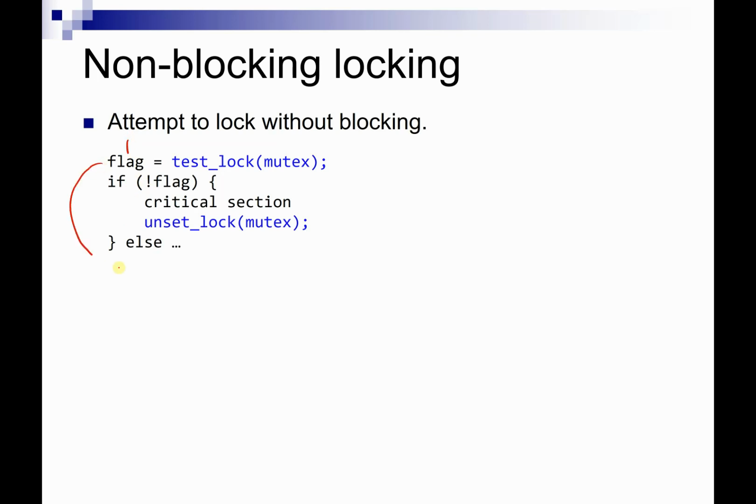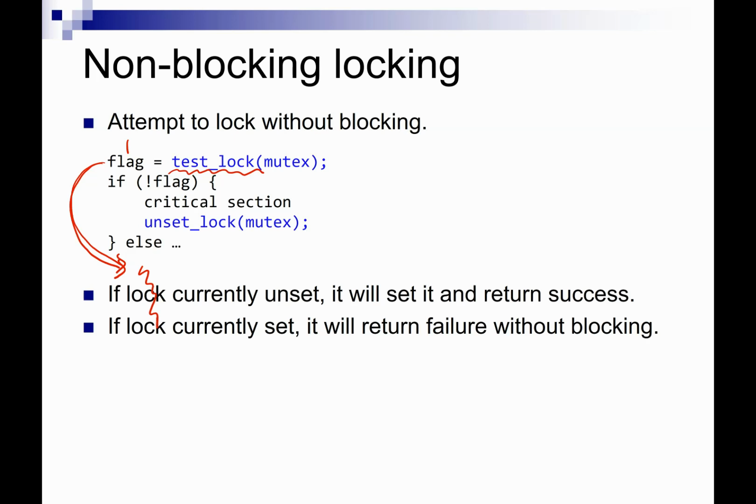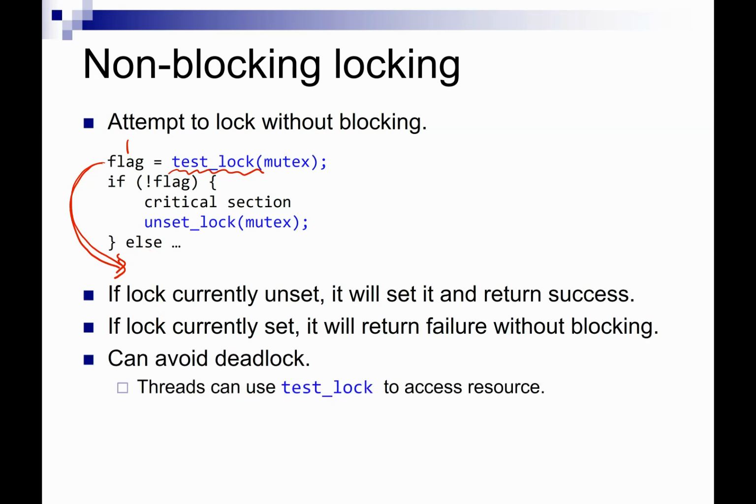In that case, we're going to go into this else part, but the thread is not going to just block at this function here. It's going to jump into this else part, and it can do more stuff down here. So this means that the thread is not stuck trying to get the lock. Yeah, so that's how this works.